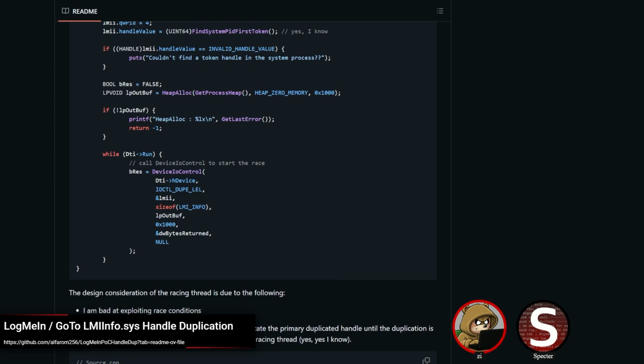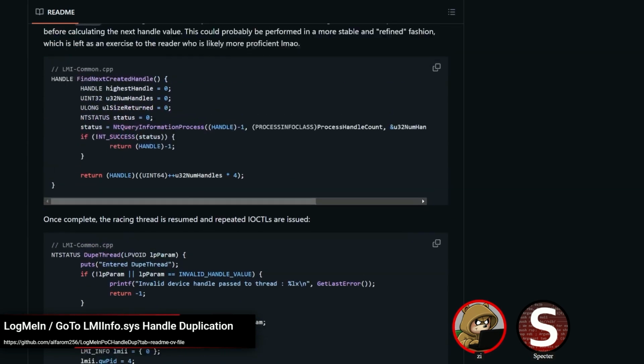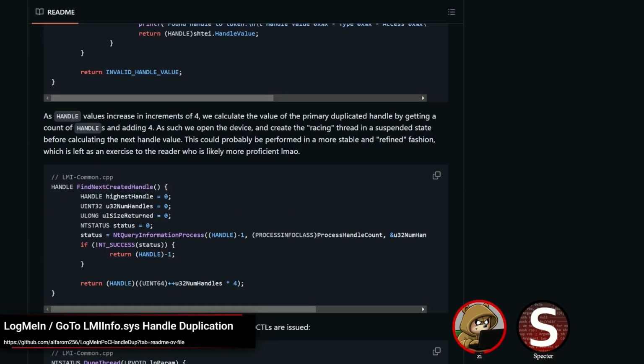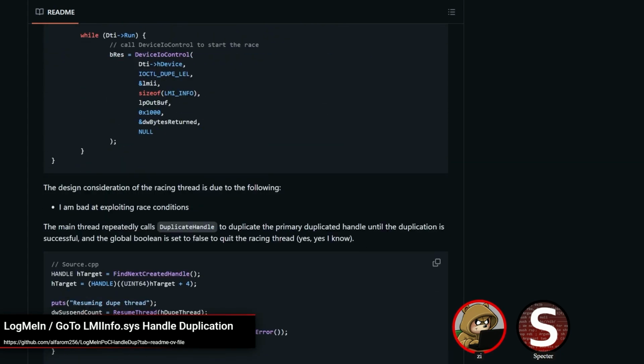And I just want to call out one thing. I just thought it was funny as I was reading this. They're walking through what they're doing, where they're predicting what the handle value is going to be. They're creating the race thread. The design consideration of the racing thread is due to the following. They have a single point. I am bad at exploiting race conditions. That said, I think their strategy is fair.